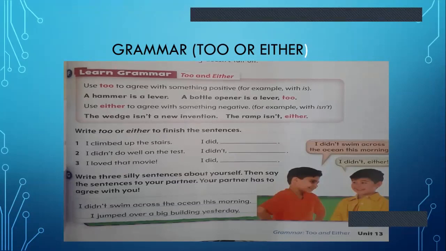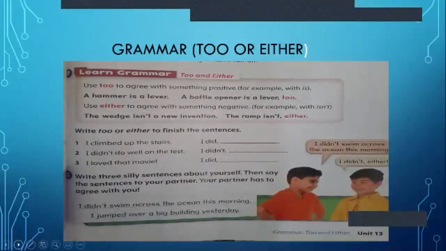So we have done this one as well, but I need to repeat. I climbed up the stairs, I did too, because the sentence is a positive sentence. I didn't do well on the test. I didn't either, because the sentence is a negative statement. I loved that movie. I did too. So we use "too" over here, because the sentence is a positive sentence.